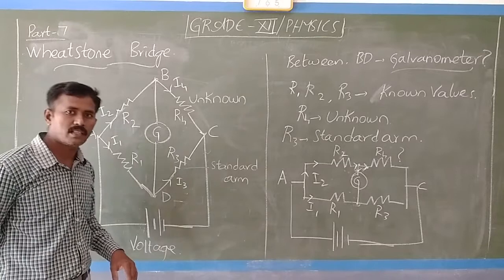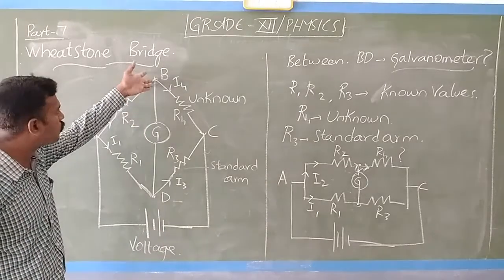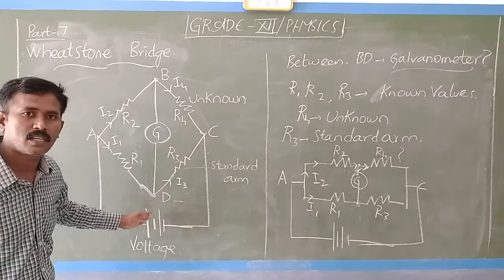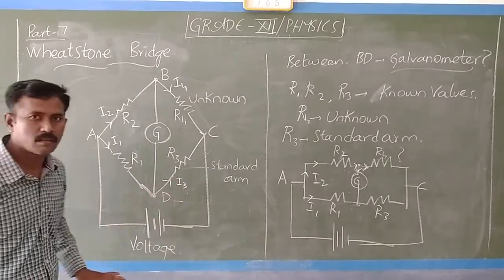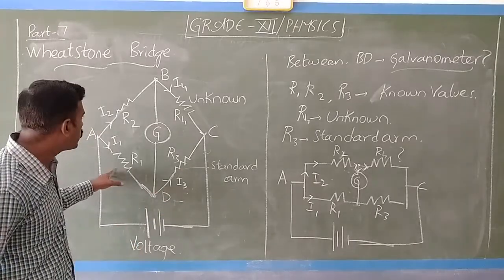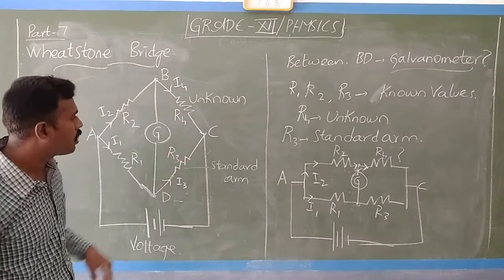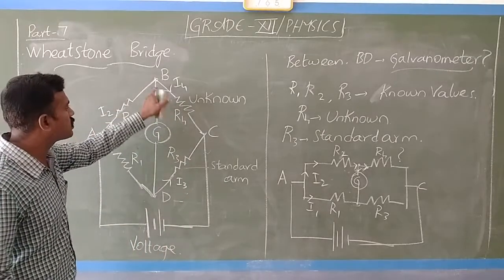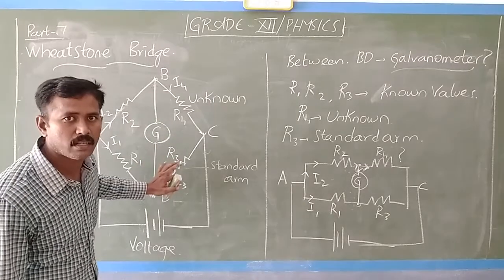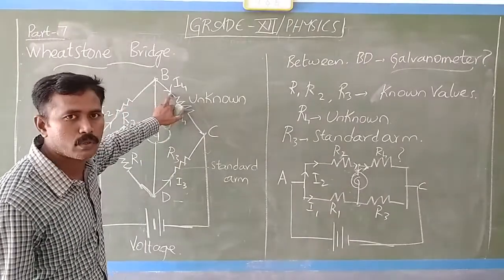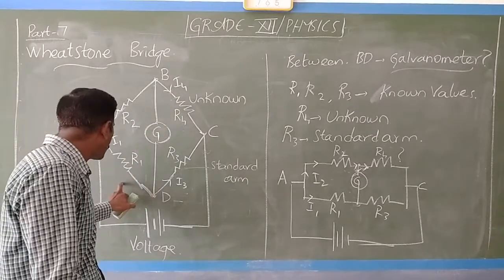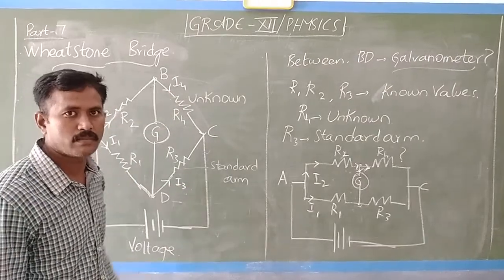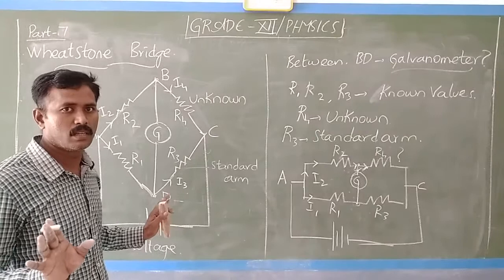Then you stop varying this R3. So no current will flow from point B to point D. Clear? Then I2 equals I4, because the current will not get split. The I2 will become equal to I4 and I1 will become equal to I3. That is the logic. Clear?